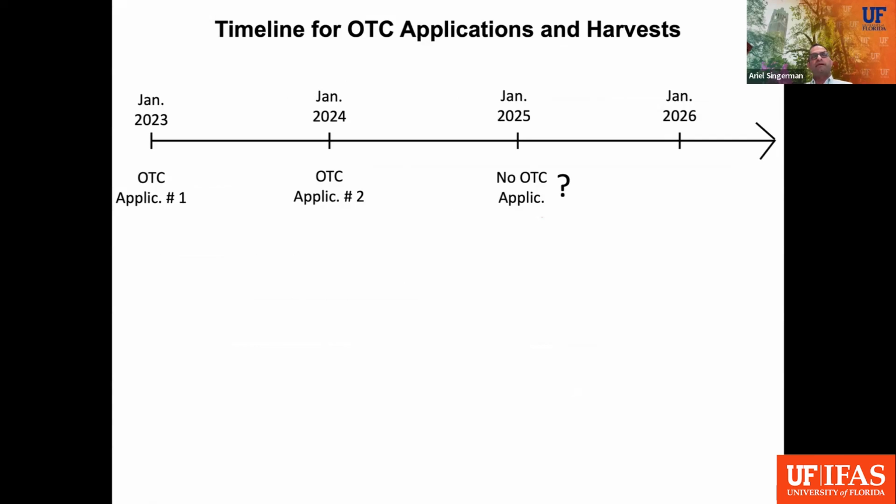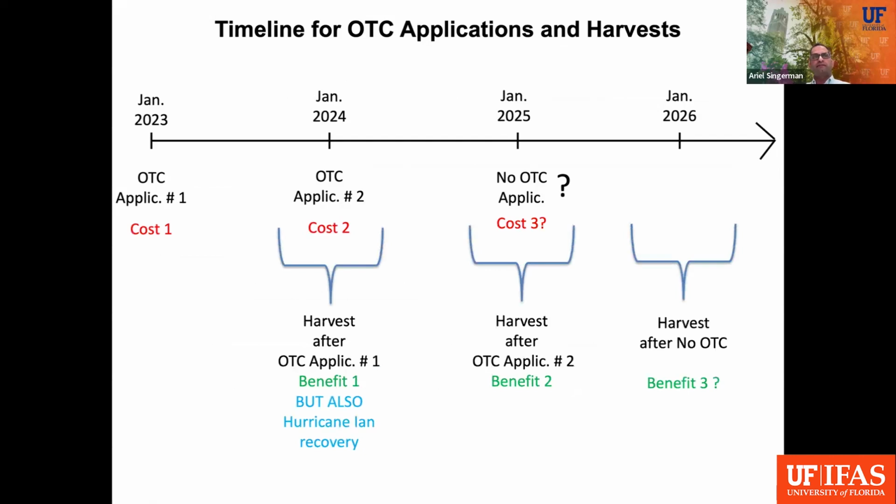And so what we have in this timeline is that there was the first application last year, a second this year, and there is likely to be one next year, but we still do not know. So what we have so far is that growers had to afford a cost last season, another one this season, but there was also a yield response that we got this season from last year's application. However, this is also a hurricane recovery year. So there are two yield responses combined. And then there might be a third cost next year if OTC applications are approved. And then there's the benefit from this year's application.